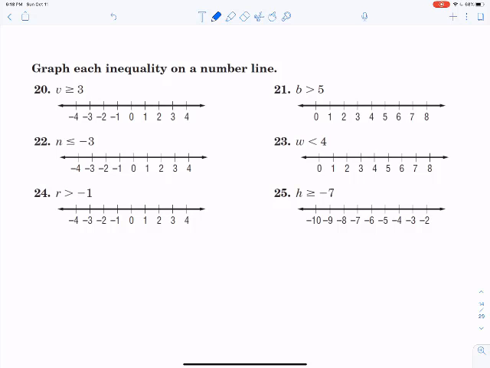Okay, so here's video number 3 on solving and graphing one-step inequalities. I told you you would see the answers to these questions, so let's go through them real quick.